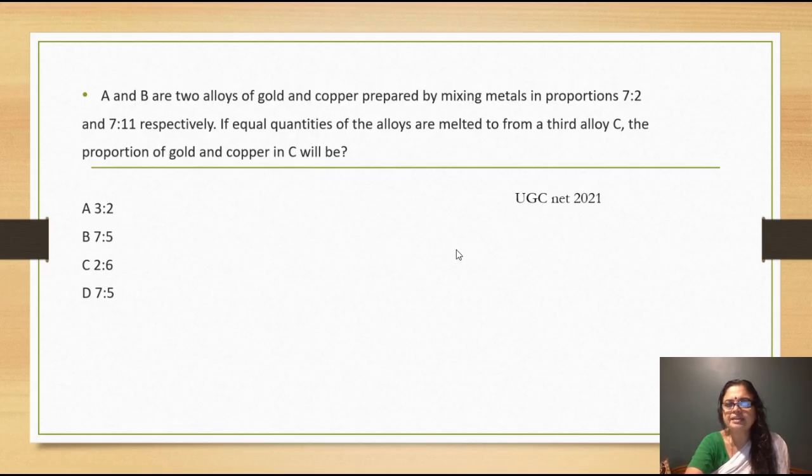So next question, a 2021 examination question. A and B are 2 alloys of gold and copper prepared by mixing metals in proportions of 7:2 and 7:11 respectively. If equal quantities are melted together to form a third alloy C, find the proportion of gold and copper in C. So you have 2 metals, gold and copper, and you are mixing equal quantities of the alloys in such a manner that you are getting an alloy C, and you are required to find out the gold and copper proportion in C.